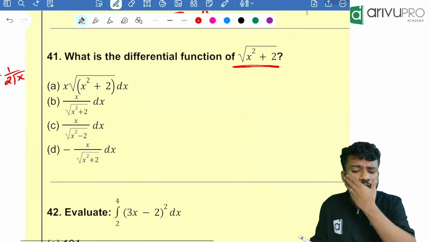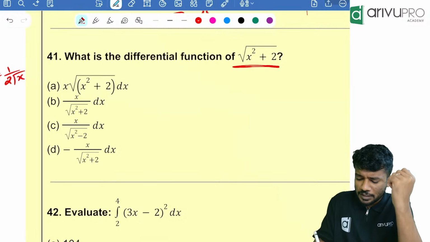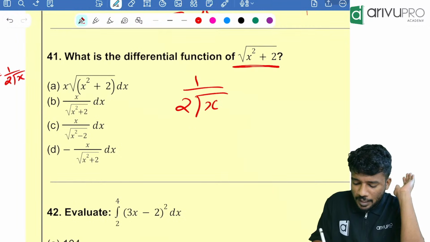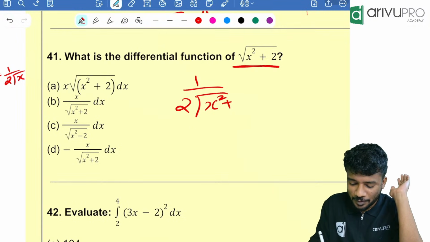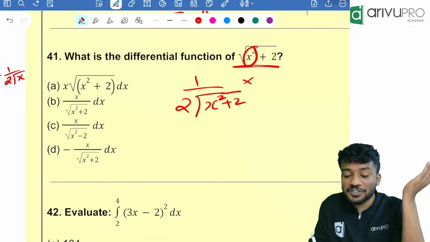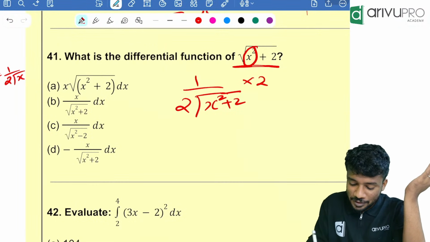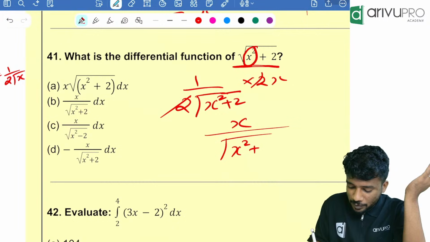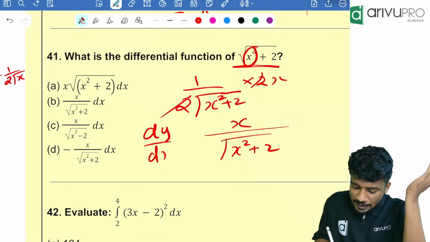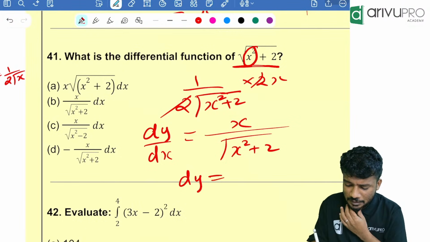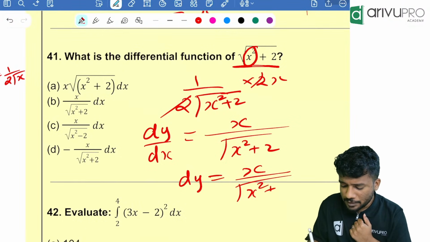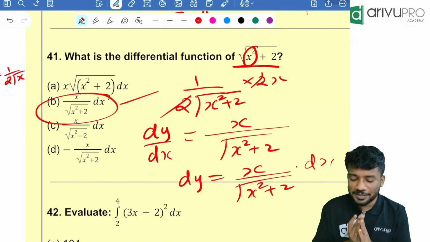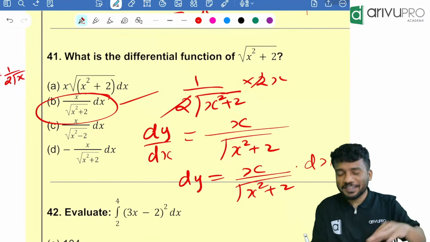Now, using this logic, you should help me get the answer. Root of x square plus 2 will become 1 by 2 root of x square plus 2, into derivative of, there is a function inside the function, derivative of x square, which is 2x. The 2 and 2 got cancelled. What is remaining? X divided by root of x square plus 2. Now, people, that is dy by dx. From this, dy is equal to x divided by root of x square plus 2 into dx. Which option is the answer? Option B is your answer. People, got it? What an easy question. Next one.